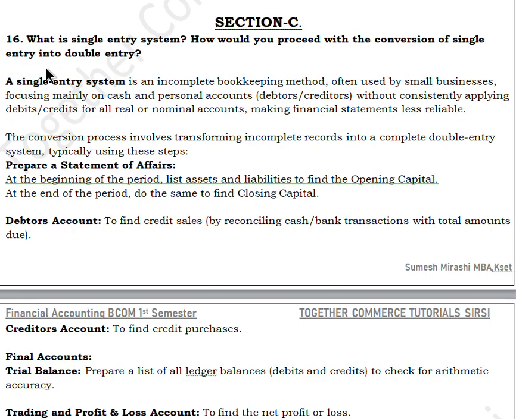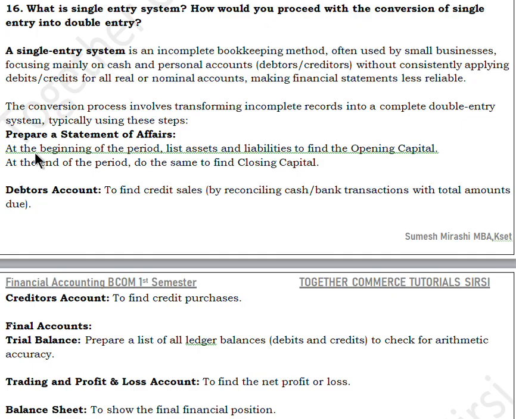Single entry system is an incomplete bookkeeping method often used by small businesses, focusing mainly on cash and personal accounts like debtors and creditors without consistently applying debit and credit for all real or nominal accounts, making financial statements less reliable. That's why we should convert a single entry to double entry. Now how to convert it is simple. First, we have to prepare a statement of affairs. A statement of affairs has both assets and liabilities on both sides, and the balancing figure found in that account will be the closing capital.